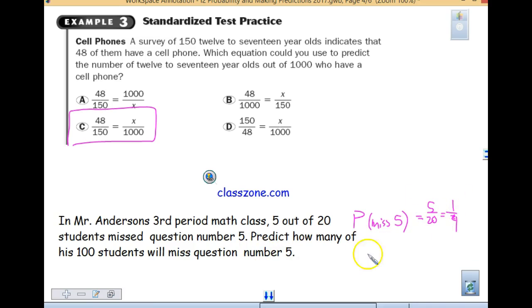Do we have to simplify it if we're finding this problem with 100 students? If we have 5 out of 20 and we want to find 100? It might help you to put it at 1 out of 4, but what do I just have to take 20 times to get 100? 5. Times 5. And I should have, if I'm looking at this, 25 students. So as we are looking at that, we're going to look at 25 students, okay?